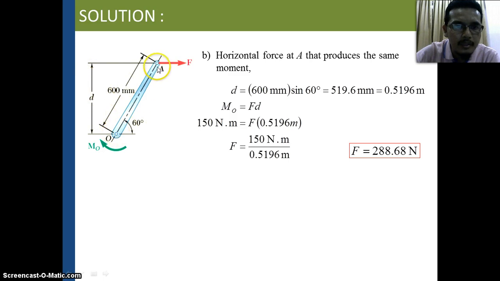So we have the 600 as the hypotenuse, and we have the angle 60. So we have sine 60 multiplied by 600 mm, so we get the D. Moment is equal to F multiplied by D. So moment is 150 Newton meter equal to F multiplied by 0.5196. So finally we have the F. F is 288.68 Newton.